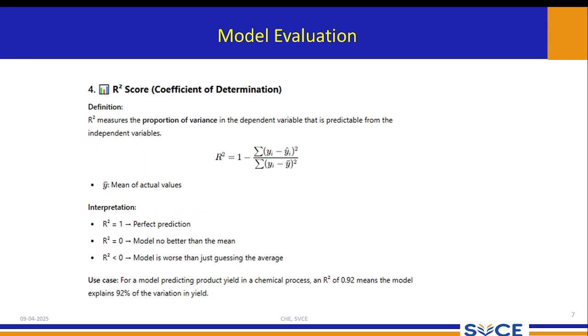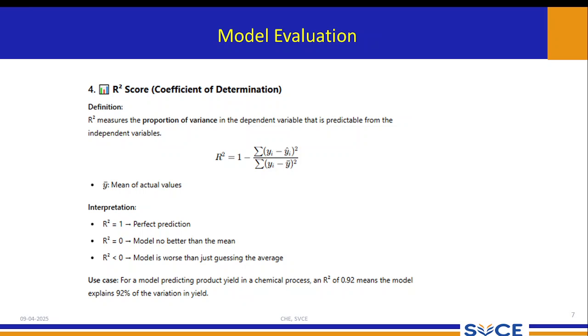When R square is equal to 1, that is a perfect prediction. When R square is equal to 0, the model is no better than the mean. When R square is less than 0, the model is worse than just guessing the average. For example, for a model predicting the product yield in a chemical process, when R square is equal to 0.92, it means the model explains 92% of the variation in the yield.